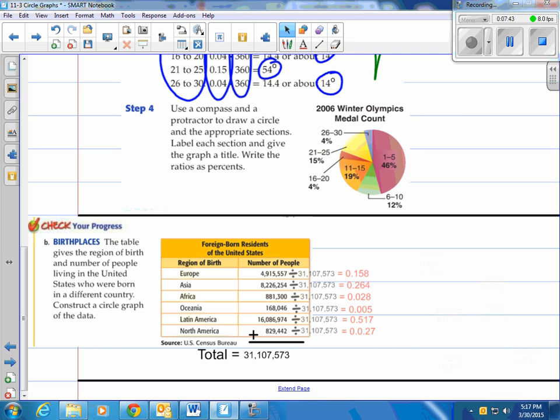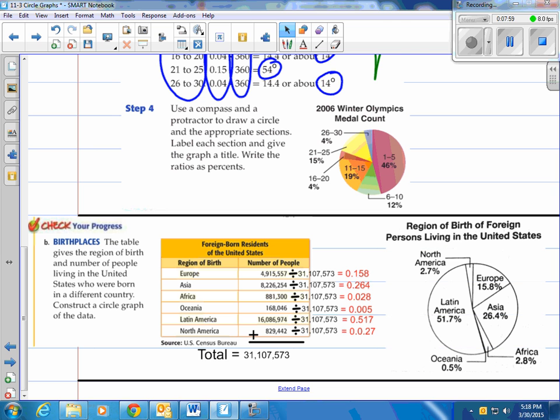So when you look at this, I'm really just going to take the total and take the number of people and divide it by that total number, that 31 million number. You end up with these decimals, and those decimals again are percents. And that's what you're looking for so that you can construct a graph if you needed to. If you can get to this part right here, we'd be happy.